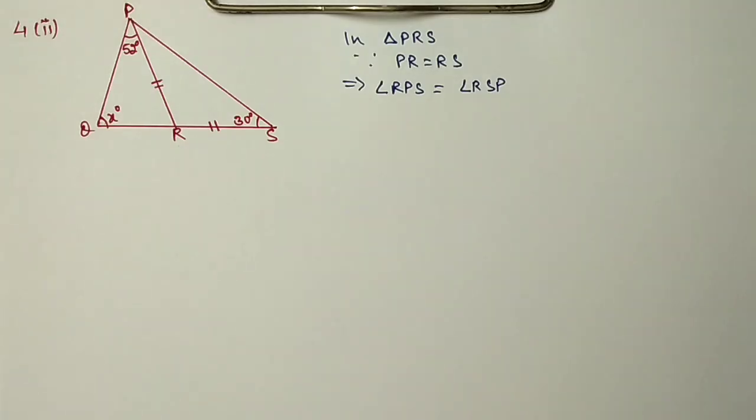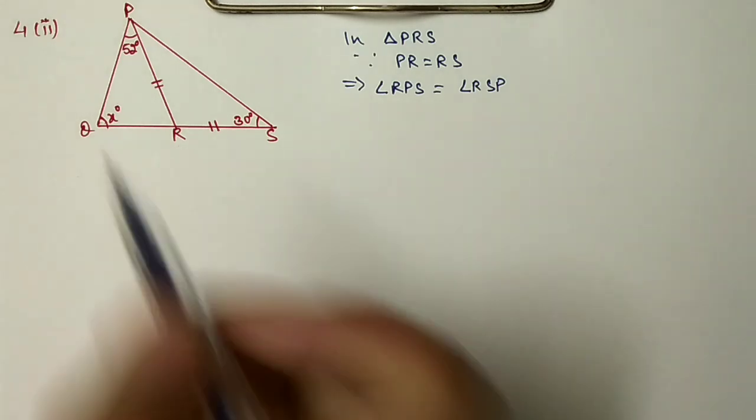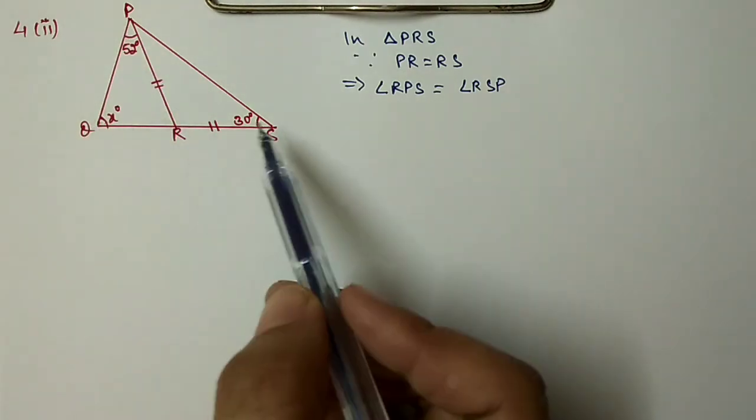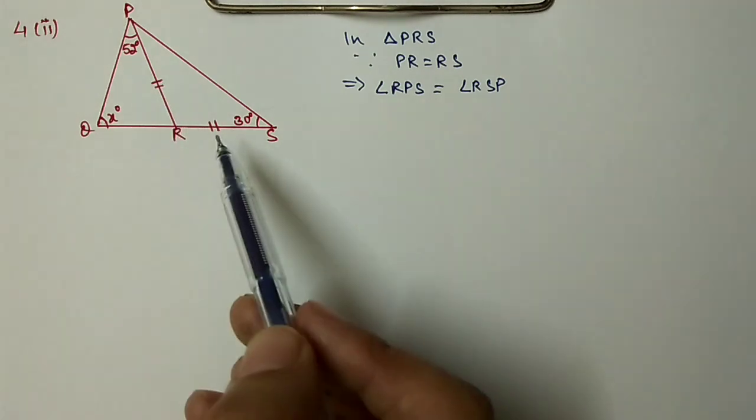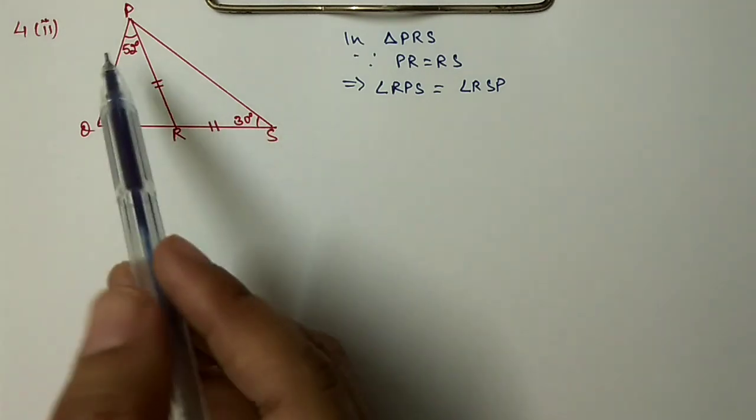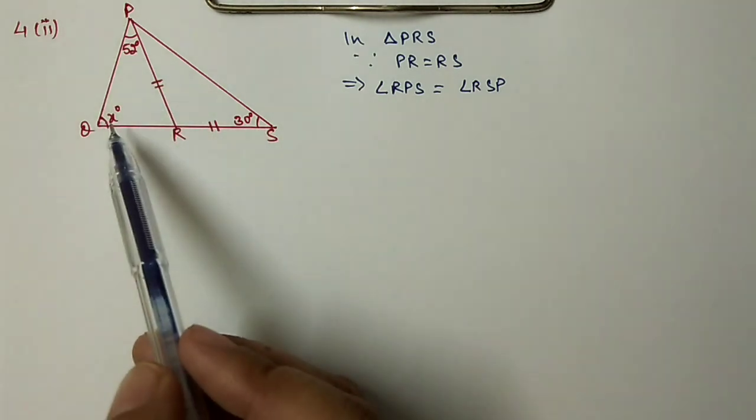Next, fourth question, second part. Figure is given. PQRS. This is the combination of two triangles. These two sides are equal. This angle is given 30 degree. This is 52 degree and this is x.